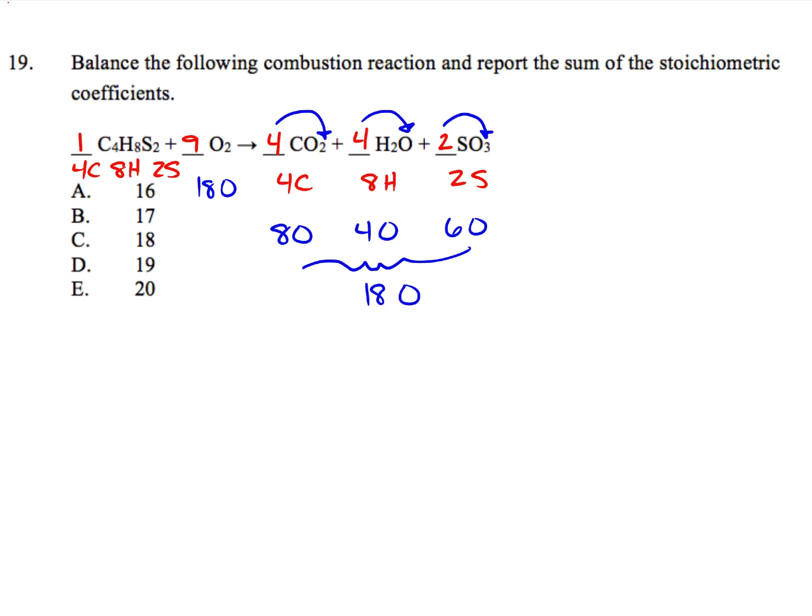So the equation's balanced. Now it just wants, for the answer, the sum of the coefficients. So we'll do 1 plus 9 plus 4 plus 4 plus 2. And that's 20. So easy answer there. Okay? Do you have a question? Number 4? Okay.